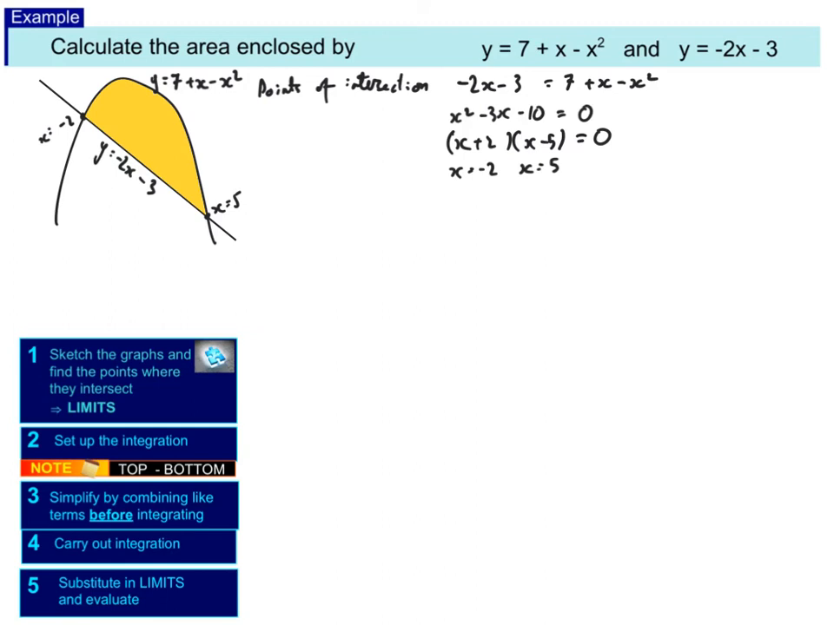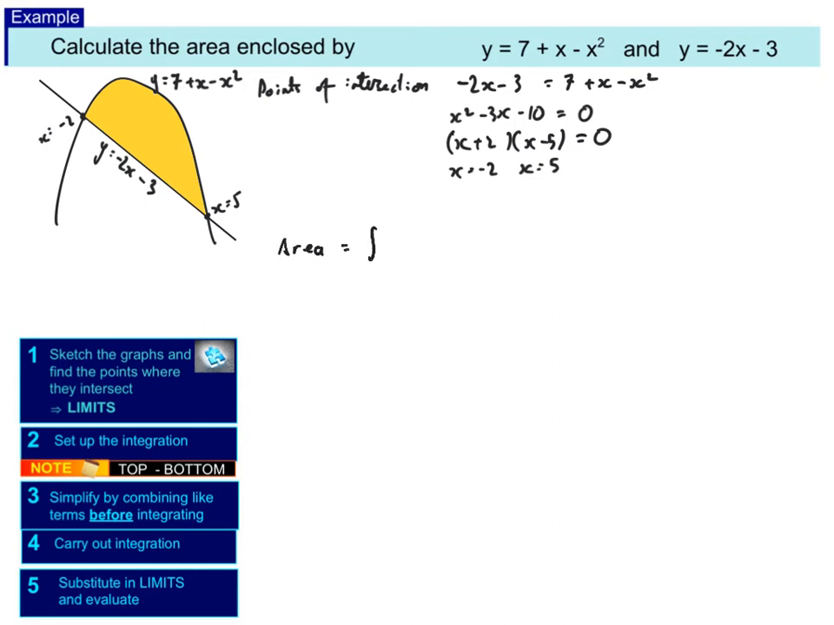Now, I'm not going to bother adding in my x and y axis here because they're not important. When we were working with a single function, so just a single curve or a single straight line, we needed to worry about whether or not we were above or below the x-axis. However, here, because our area is being trapped between a function and another function, where the x-axis is has no impact on what we do. This means we can just get stuck straight in to forming our integral and finding our area.